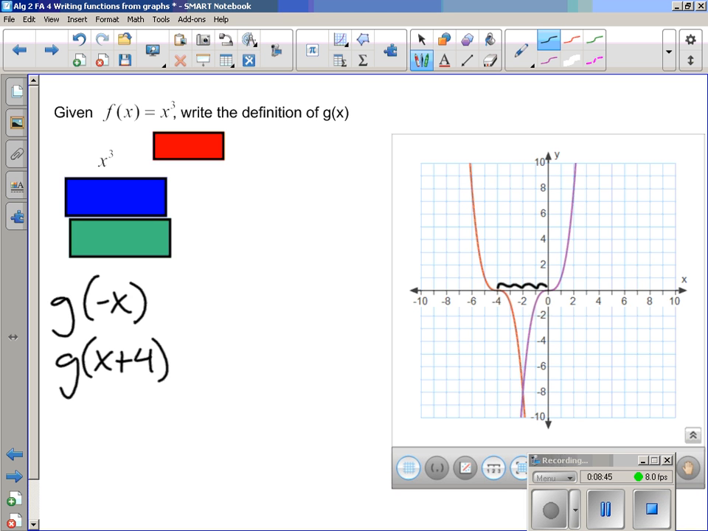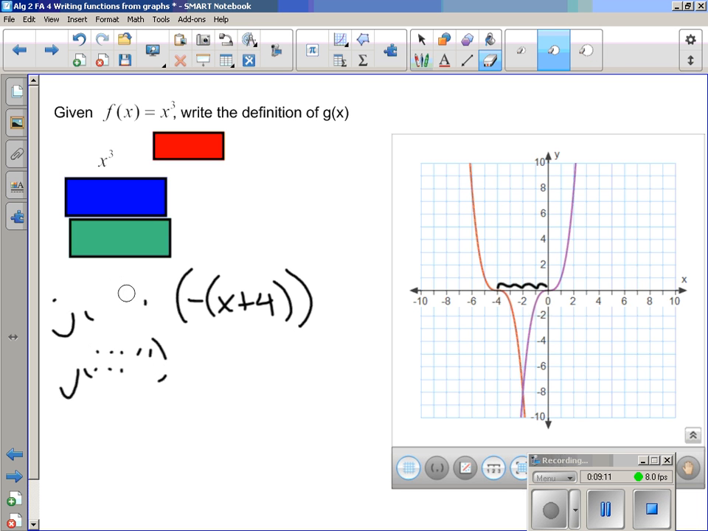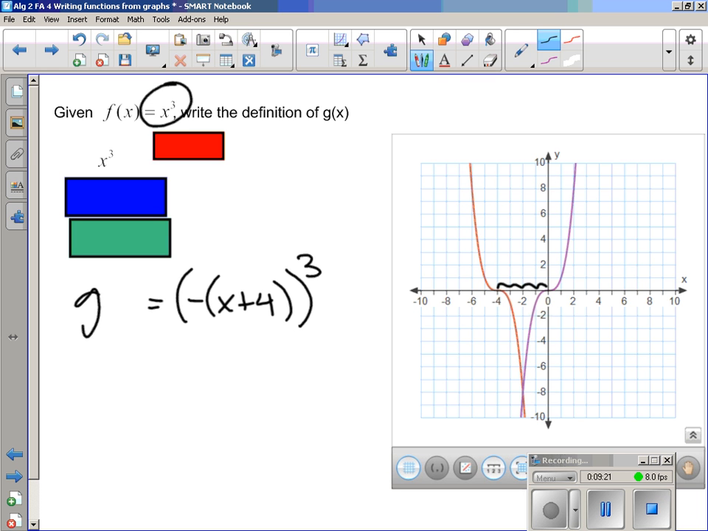But when I combine those two things, I have to be very, very careful with how I do it. How I want to do it is I put the negative, and then I put x plus 4. So I'm actually going to have a double set of parentheses. That might kind of be blowing your mind, but so my answer, since this is x cubed, that's my original function, here, I just need to add the cubed here and my g of x.